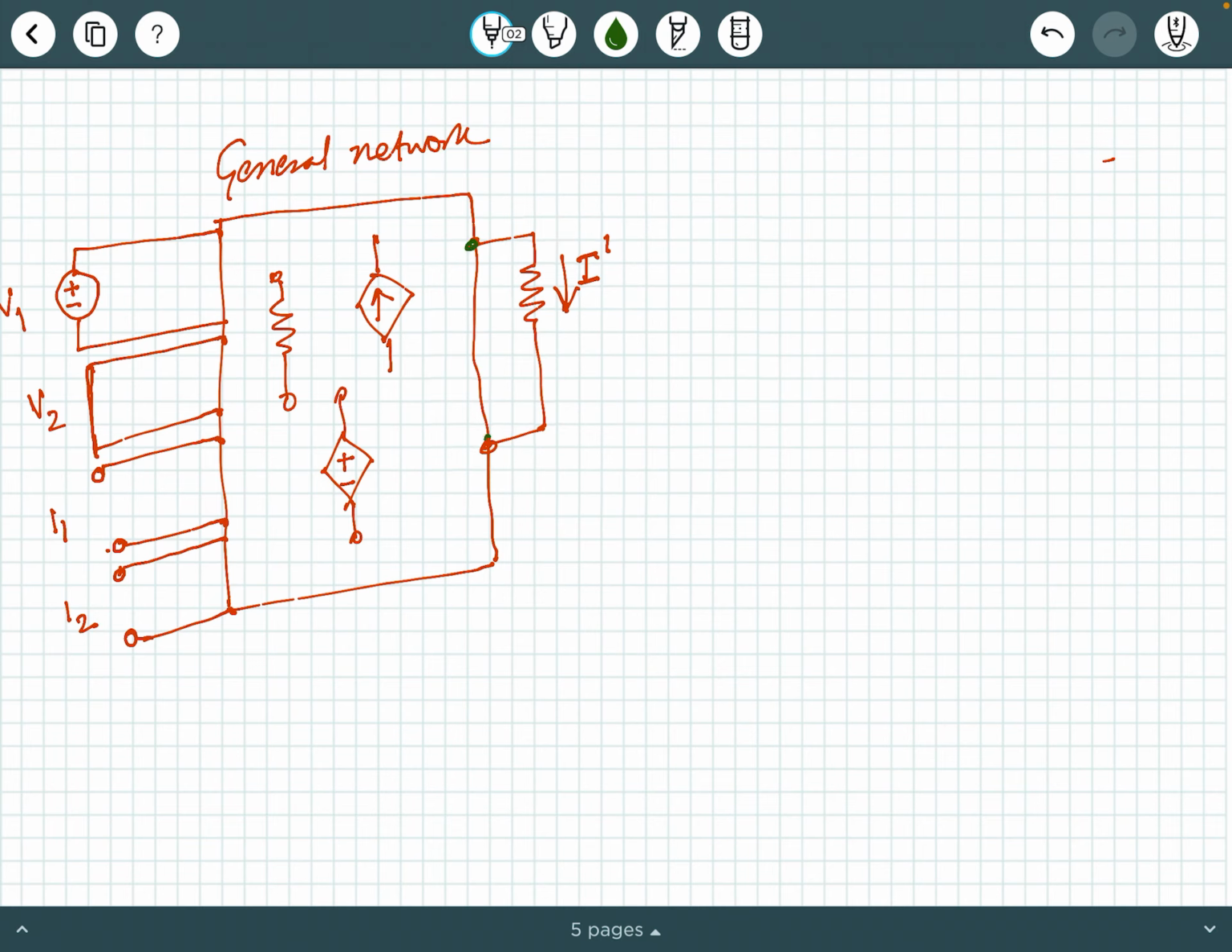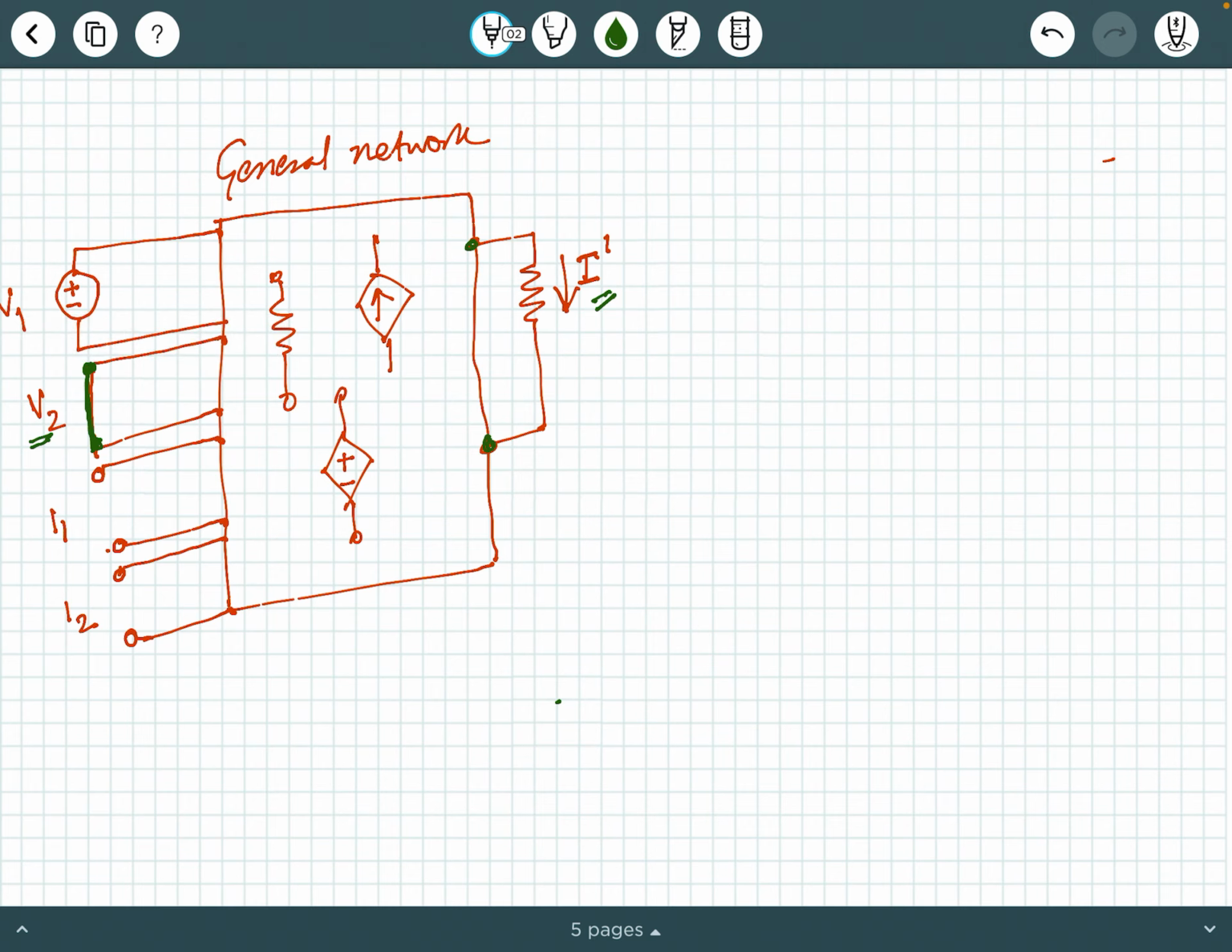So it is the same general network. This is the point of interest where I am interested in getting the current I. What I have done here is put off all the sources except one. So I have put off V2. V2 was an independent voltage source, and I have short circuited it, making the source 0.